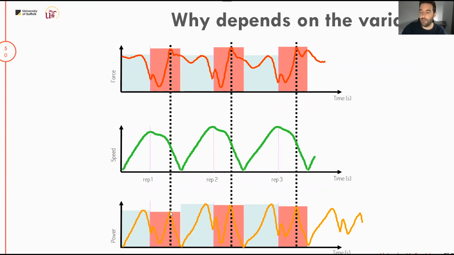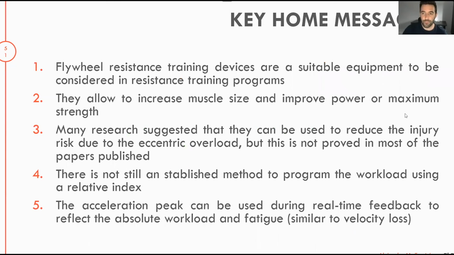That's why the peak power could be lower here. The only option is to achieve this eccentric overload here, and you will have this eccentric overload, but again, it's not a real eccentric overload, it's on the peak power, not on mean variables.